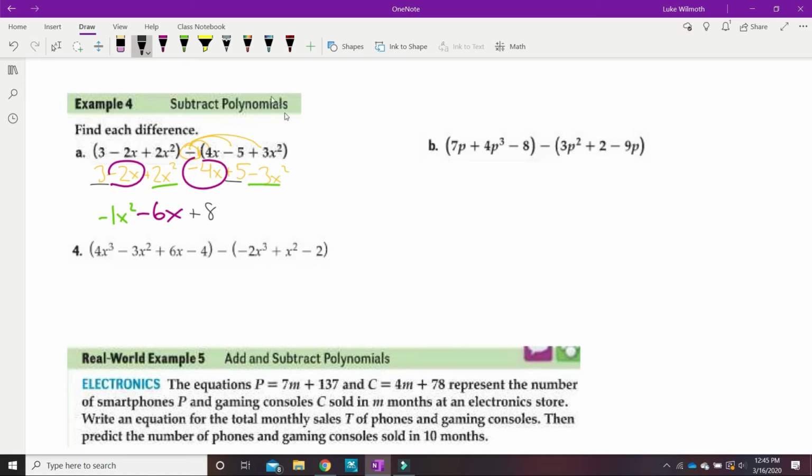Okay, so again, to recap, we just take this negative and distribute it to each of the terms, which gives me negative 3p squared on this one, minus 2, and plus 9p. The first polynomial stays the same.